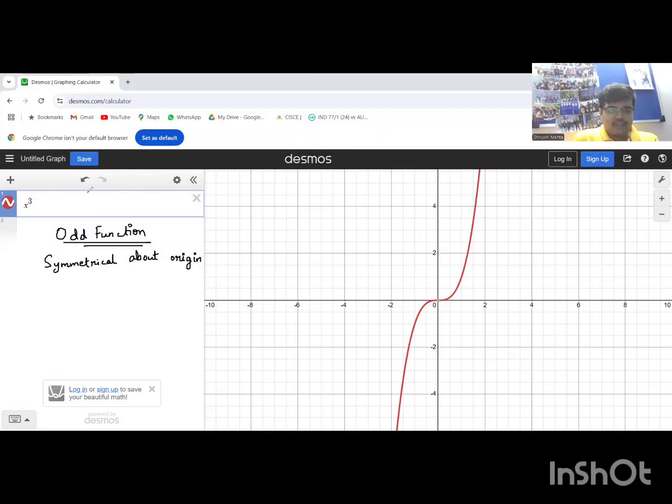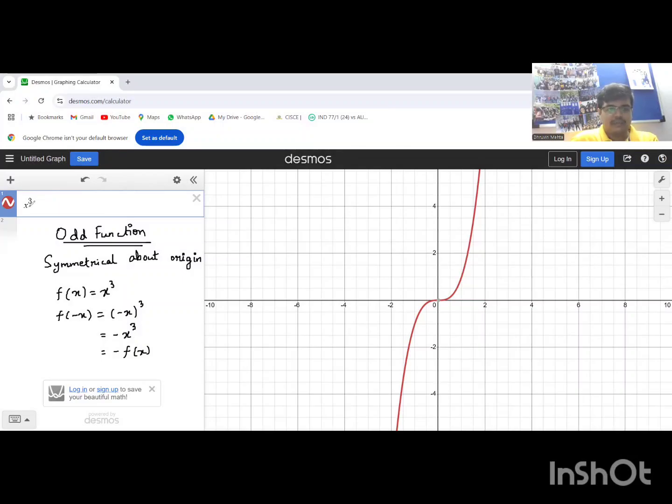So let's say we have this function x cubed. First of all, how do we check whether it's an odd function? To check, we replace x with minus x. So this becomes minus x, the whole cube. This is negative of x cubed, which is negative of f of x. So this is an odd function. If f of minus x is minus f of x, then that is an odd function. If we have an odd function, that will be symmetrical about origin.